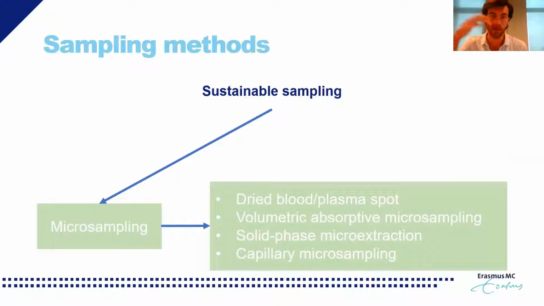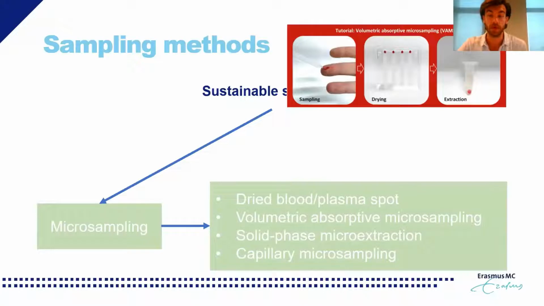If you look at sampling, you could say there's a way of sampling named sustainable sampling, in which you try to use less materials and try to take less blood volume from the patients, and you can subdivide it in microsampling, of which there's dry blood spots, of which Soma will tell a little bit more. Volumetric absorptive microsampling, which is kind of the same as dry blood spots, but you dry blood on a matrix and then you extract it.